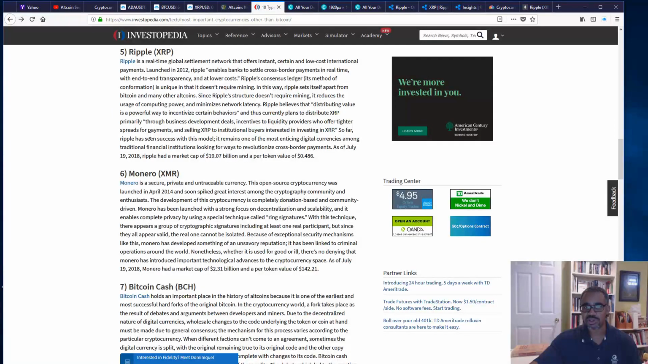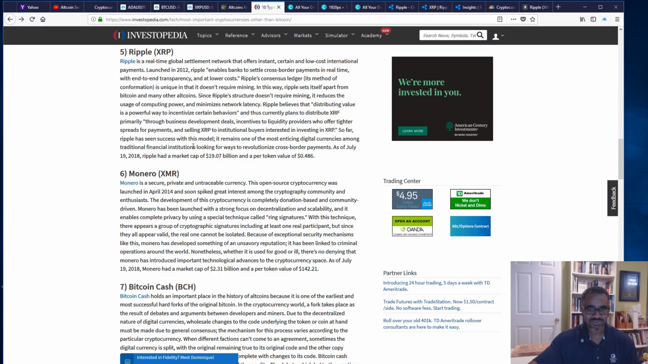Ripple believes that distributing value is a powerful way to incentivize certain behaviors, and thus currently plans to distribute XRP primarily through business development deals, incentives to liquidity providers who offer tighter spreads for payments, and selling XRP to institutional buyers interested in investing in XRP. So far, Ripple has seen success with this model. It remains one of the most enticing digital currencies among traditional financial institutions looking for ways to revolutionize cross-border payments.